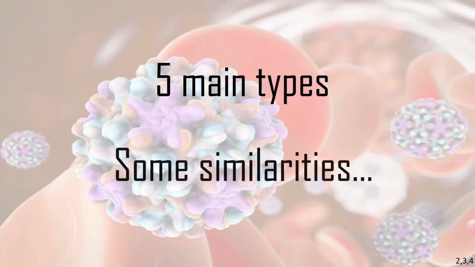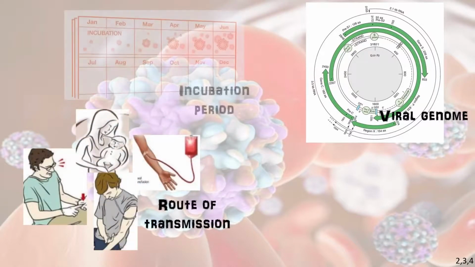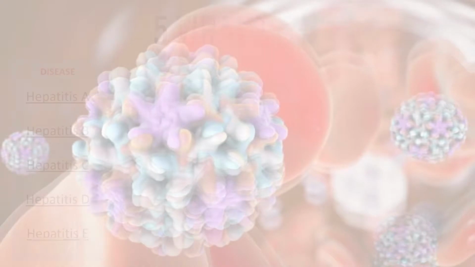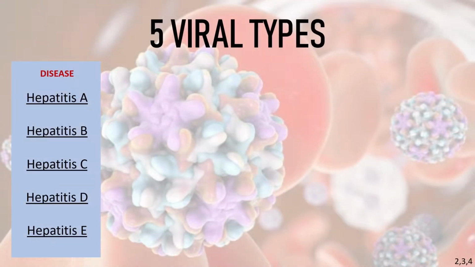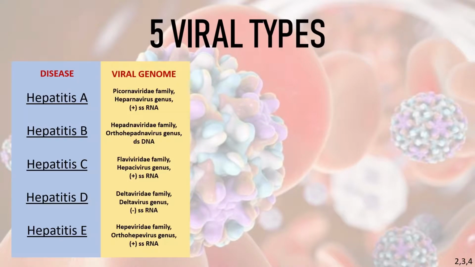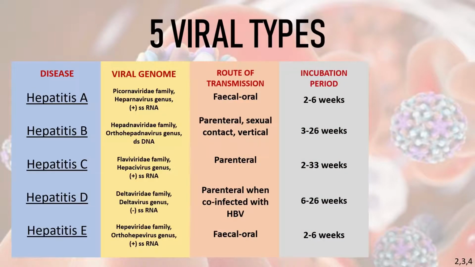These 5 types share some commonalities but differ significantly in several aspects, including viral genome, route of transmission, incubation period, and serology profile. These 5 types are named A through E and arise due to infection by viral particles of different families. Each virus type has a different genomic structure which dictates individual variation in replication and life cycles. The mode of transmission also differs between the types, meaning that some, like B and C, are more common than others, and others, like type A and E, are more prevalent in developing countries where there is a greater risk of ingesting contaminated food and water.